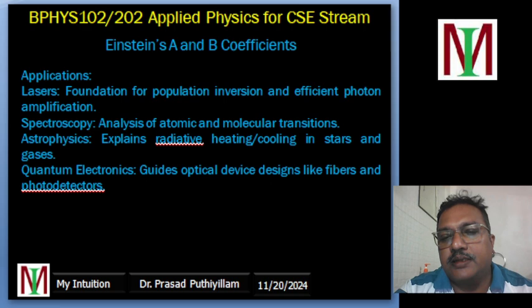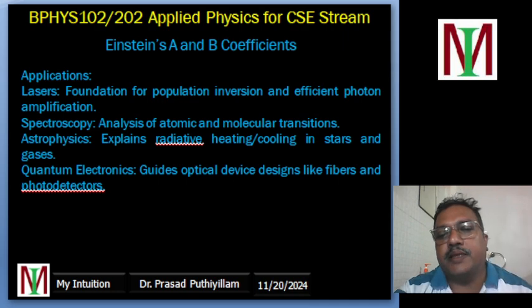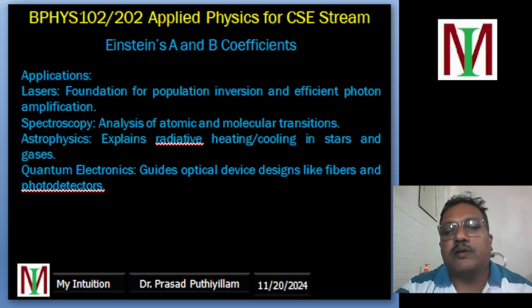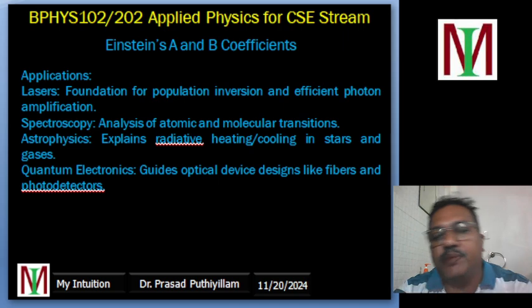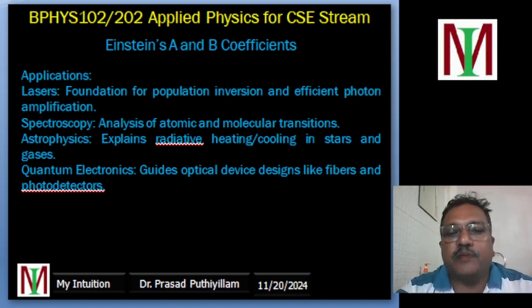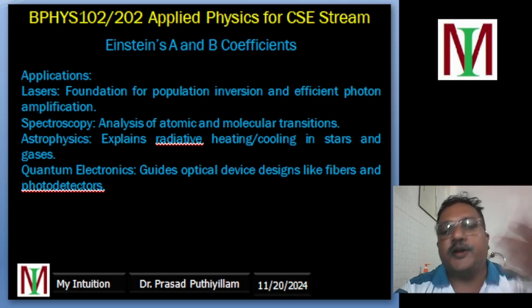By analyzing this, we can understand the energy levels in atoms. We can identify materials by the unique way they absorb or emit radiation, or the light patterns, which are called spectra. We can even detect gases and pollutants present in the environment. These are further applications of spectroscopy, which is a continuation of Einstein's A and B coefficients.